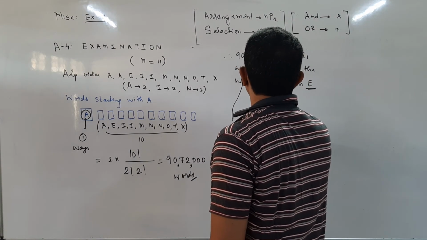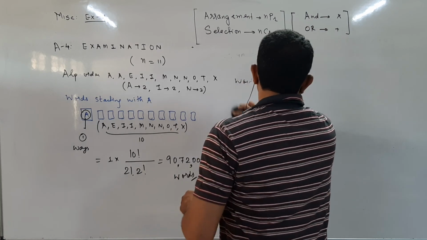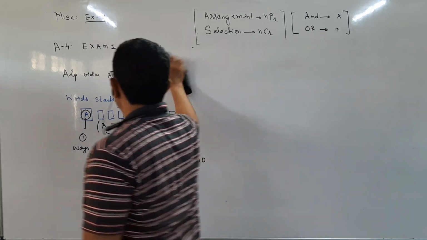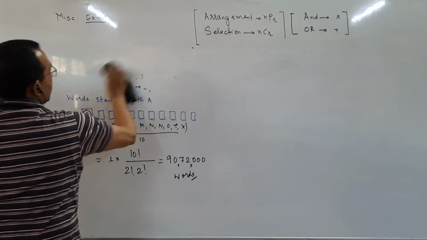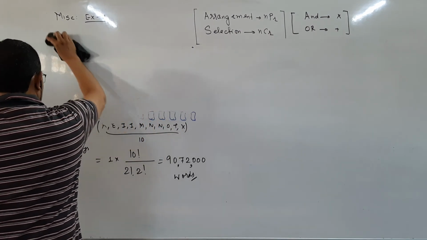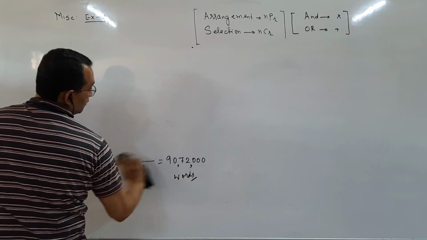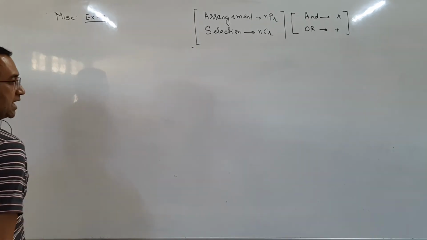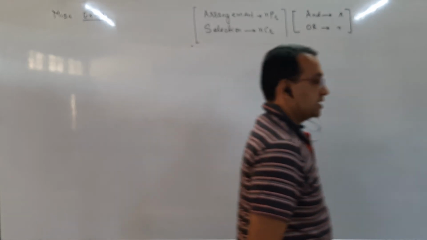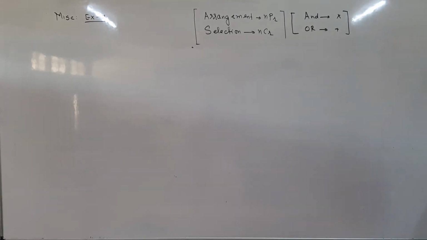So 9,07,200 words will precede the words that start with E. So indirectly, students, we have found out the words which were starting with A. Indirectly, what we have done in the sum is that we have just listed or found out the words which are starting with A.